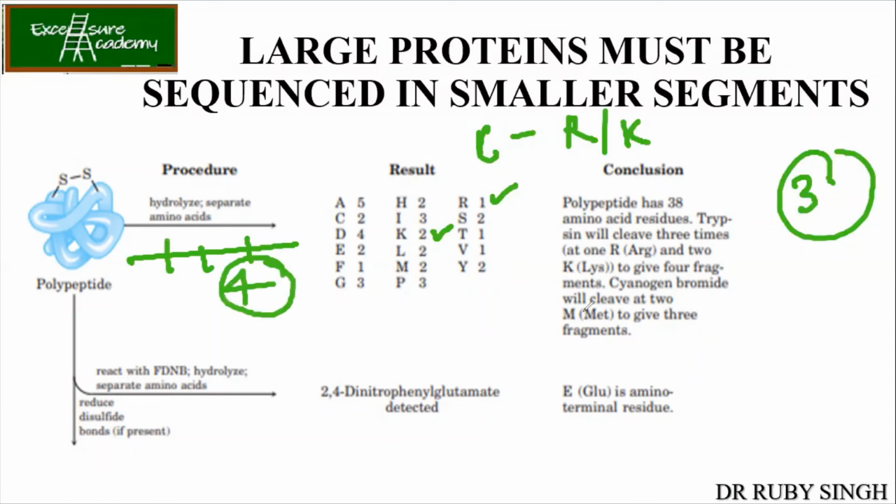Okay. Now if I use cyanogen bromide, so how many are there? It is a C terminal of methionine, correct? So 2 cuts. So 1 and 2. So you will get 3 fragments.